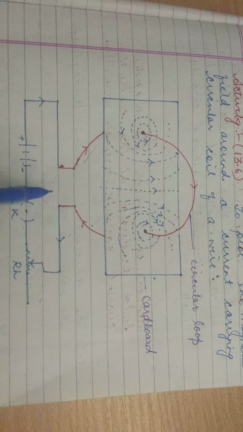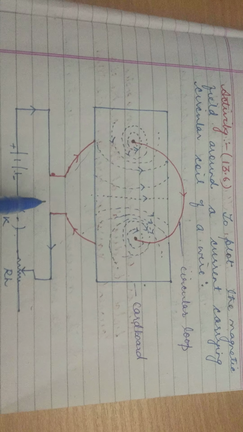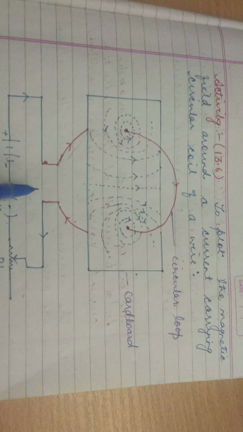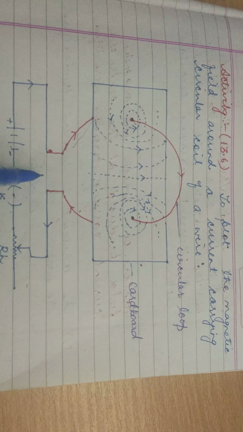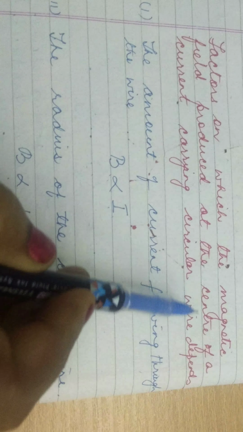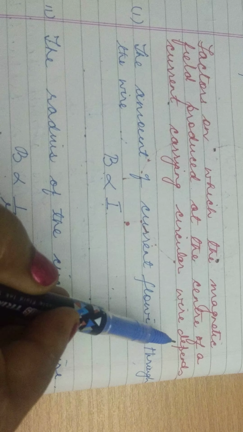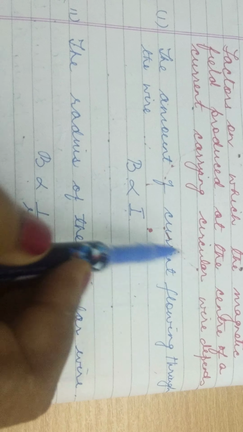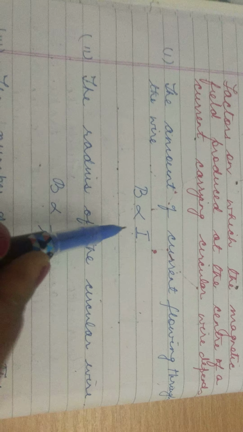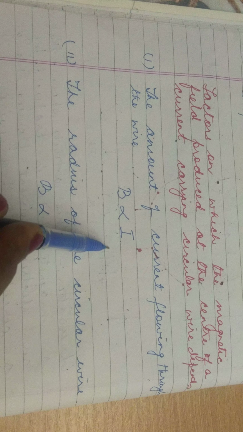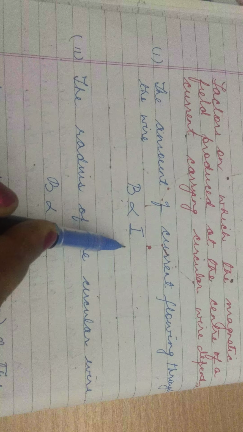Now, the direction of magnetic field due to current carrying circular loop is determined by the right hand thumb rule, same as that of a straight current carrying conductor, which we have discussed in the previous class. Now, the factors on which the magnetic field produced at the center of a current carrying circular wire depends. The first factor is the amount of current flowing through the wire. The strength of the magnetic field due to a current carrying circular wire is directly proportional to the amount of current flowing through it.